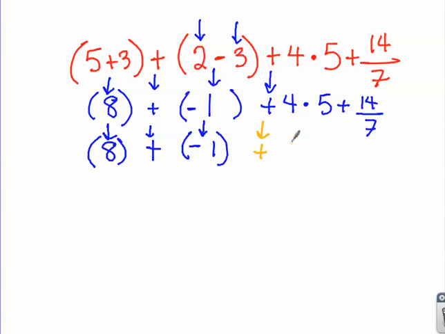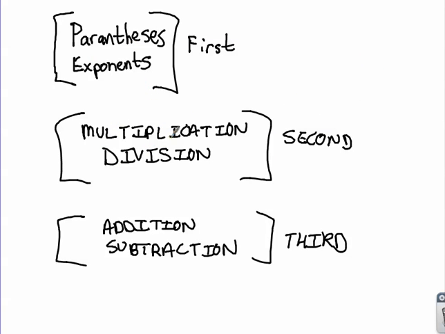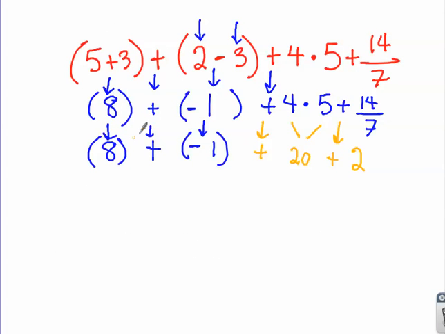So 4 times 5, when we do those two, it comes out to be 20. And then we bring down the plus, and 14 divided by 7 is 2. And now all we have left is addition. So we did the second step. We did the multiplication, we did the division. So now we just have to look at the addition and the subtraction.